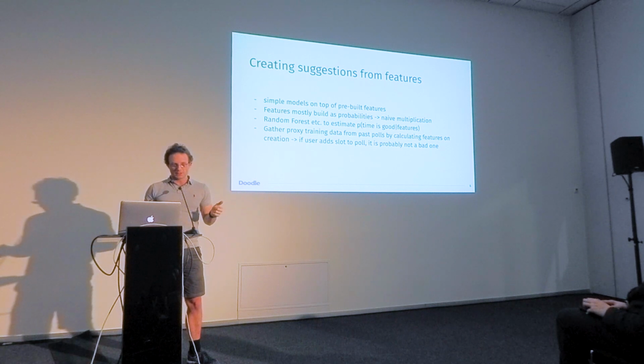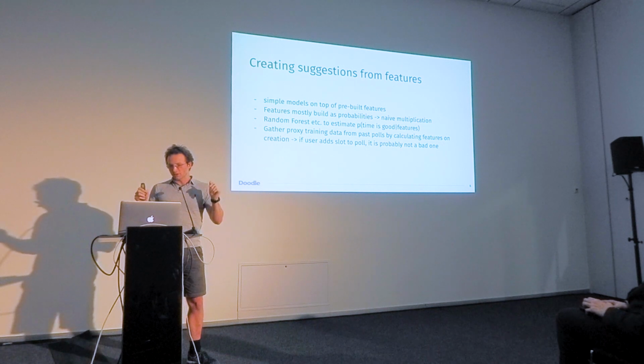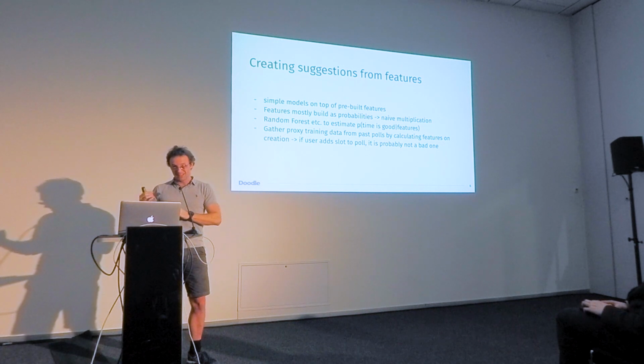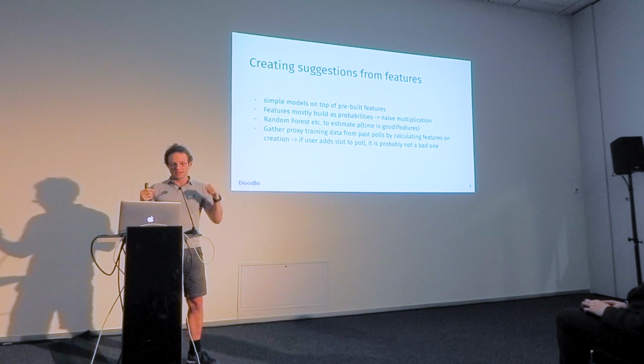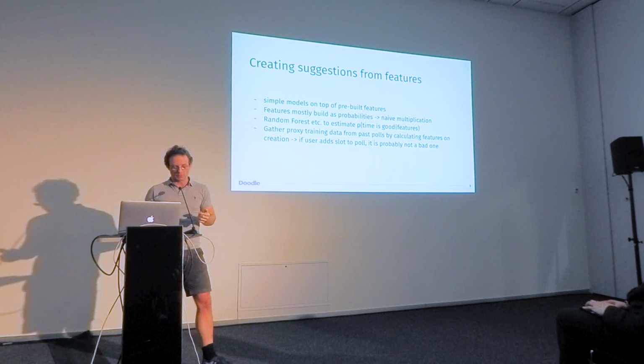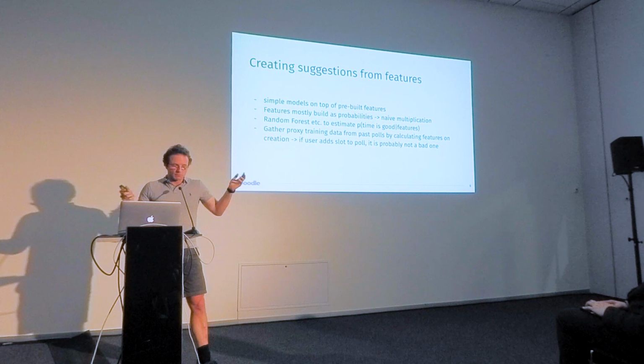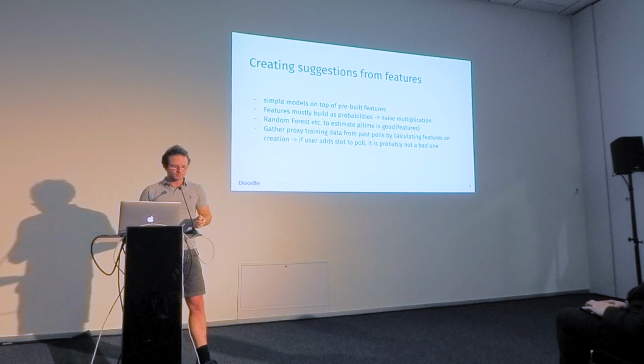The first thing that we did was a very, very naive approach. Because all our features are built as probabilities, we can just multiply them all and then have a final score for this time slot. It works surprisingly well, and it's super cheap. It's super fast to compute.